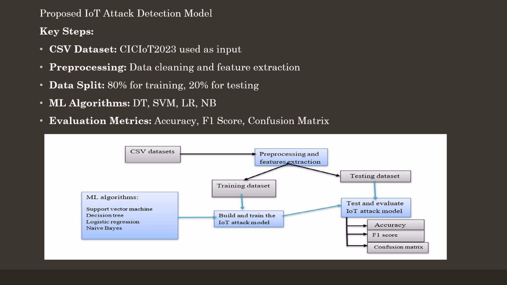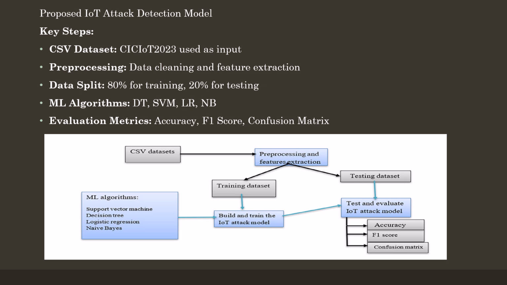The second one is data processing. Next, we clean the dataset to remove missing values or irrelevant features. And then we use PCA to reduce the number of features from 80 to 42 important ones, which makes training faster and more accurate. And third, we split the dataset. After pre-processing, we split the dataset into 80% training data and 20% testing data.